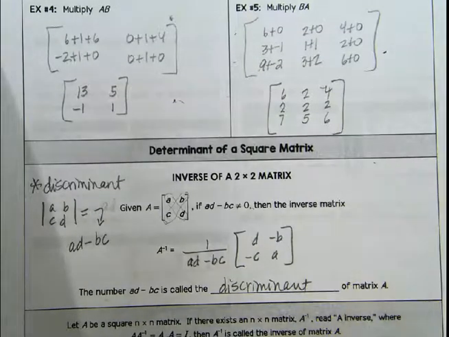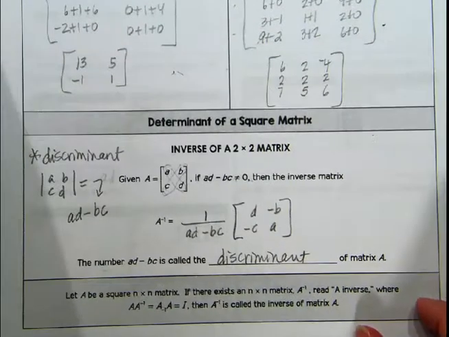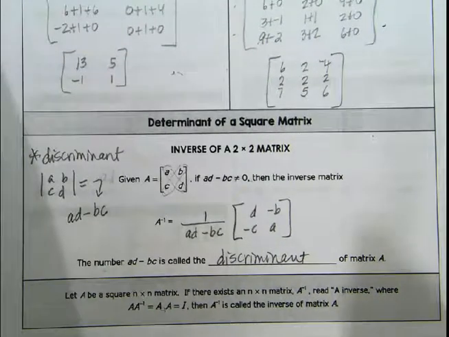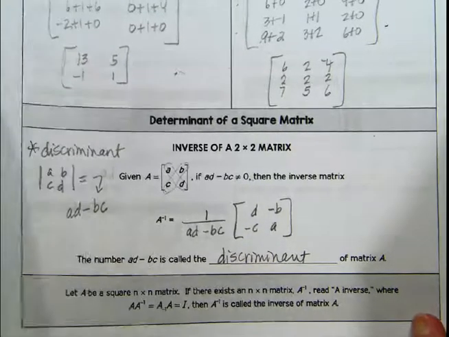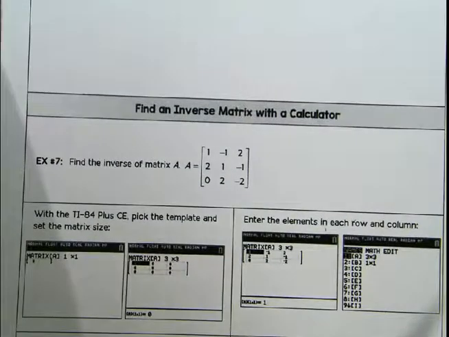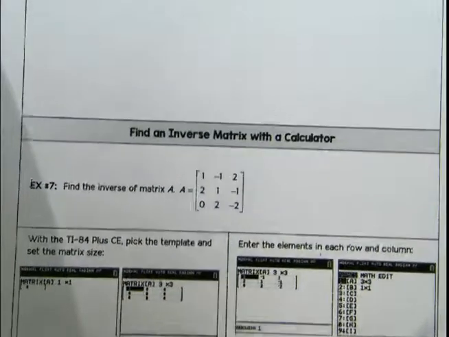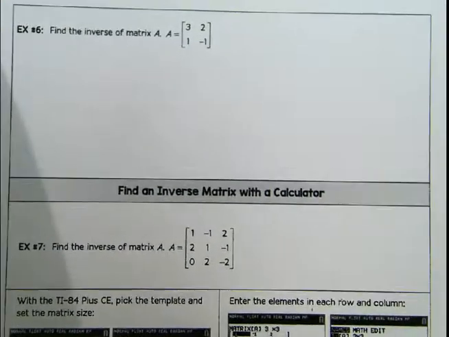So notice at the bottom it says let A be a square n by n matrix. If there exists an n by n matrix that is the inverse, A inverse, then if you multiply them together, you'll get the identity matrix. So that's one way you can test it out and know. So let's see what else we've got. Okay, example 6. On this one, it says find the inverse. So we're actually going to do that. We're going to find the inverse.